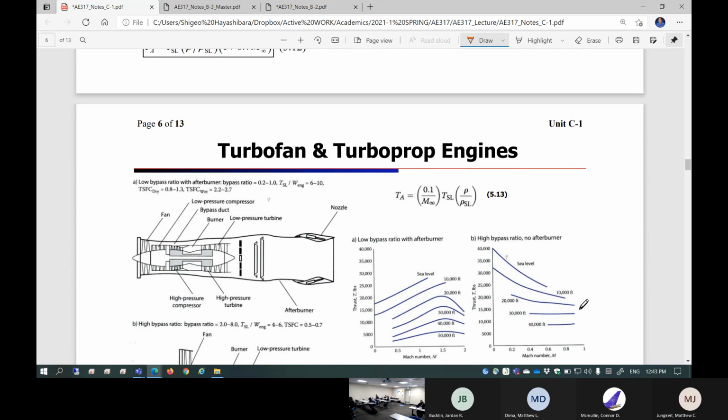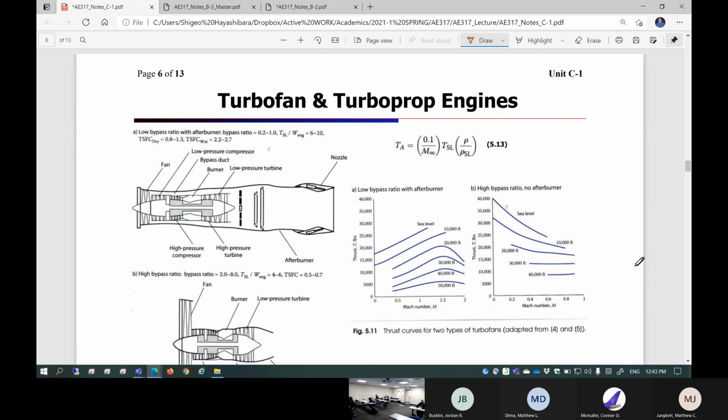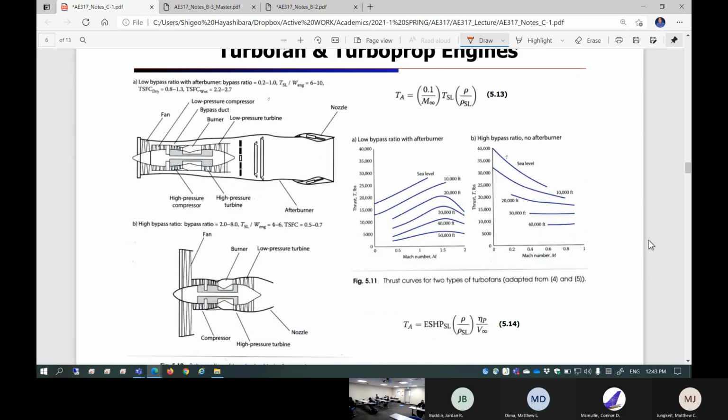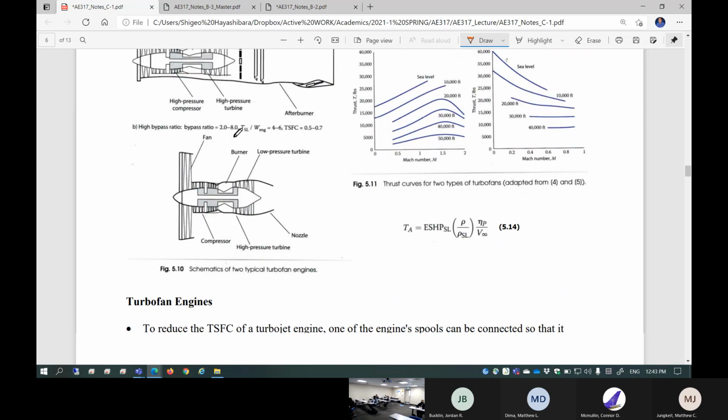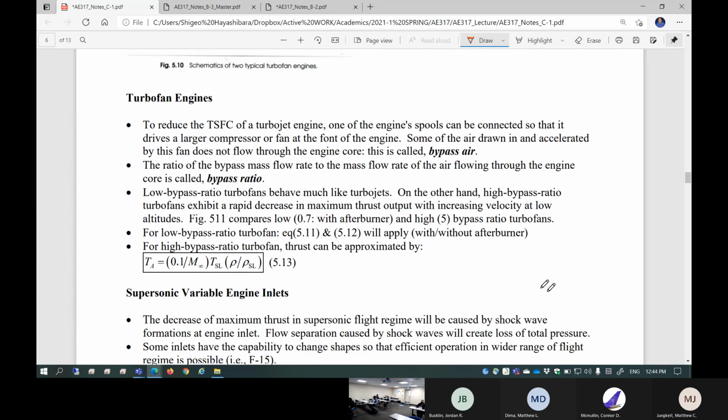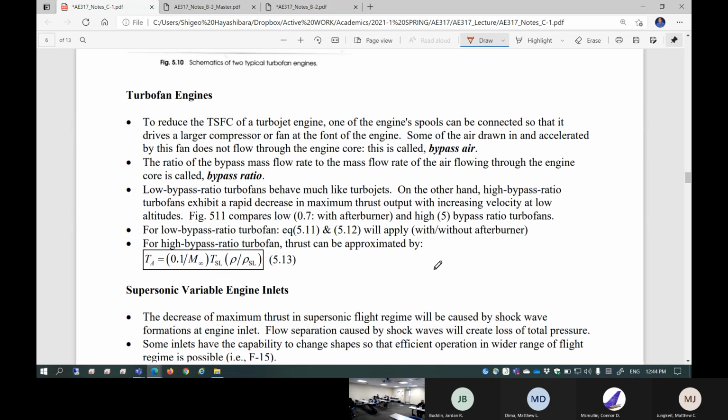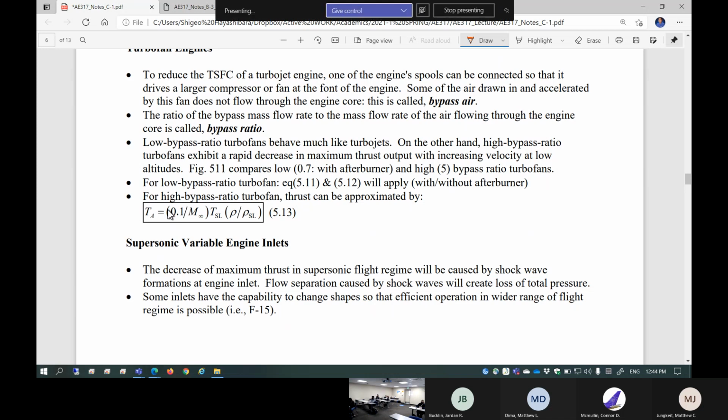Next one, turbofan and turboprop. Obviously, you have a bypass fan. Bypass ratio comes into play also. This is the high bypass turbofan, and this is the low bypass turbofan. The main concern of a turbofan is to reduce the TSFC. Of course, you're going to minimize the fuel consumption compared against the turbojet. So bypass ratio comes into play, and this is the thrust available equation for a turbofan type of engine.